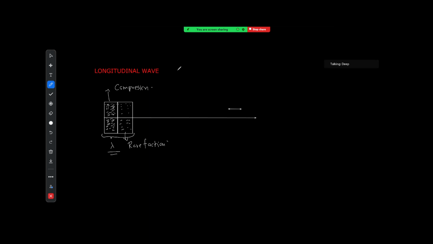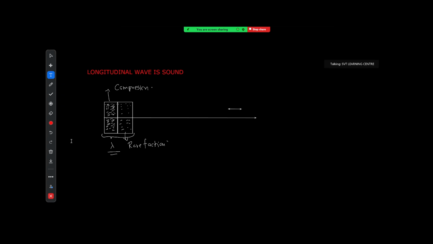Example of longitudinal wave we already seen is light. Sorry, I made a mistake over here. It should not be light. Of course, it should be sound. The example of longitudinal wave is sound. So one of the most important waves that we are coming across is sound.